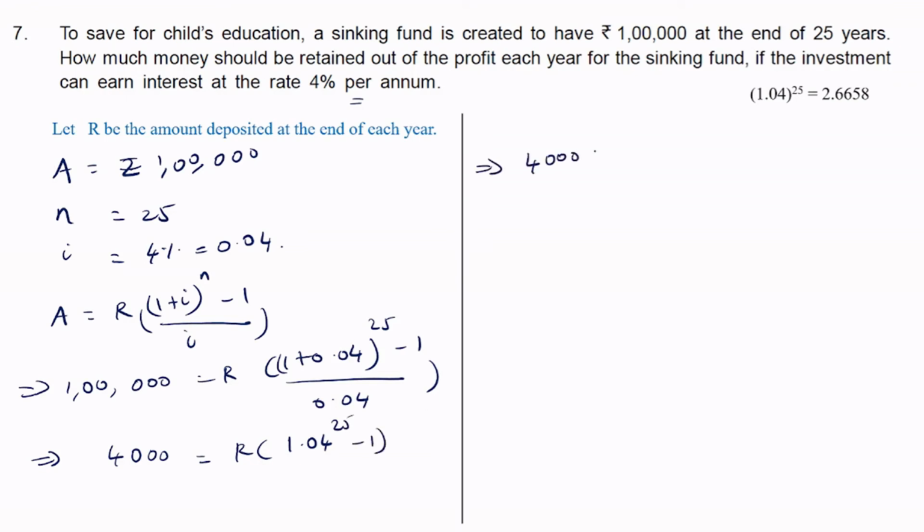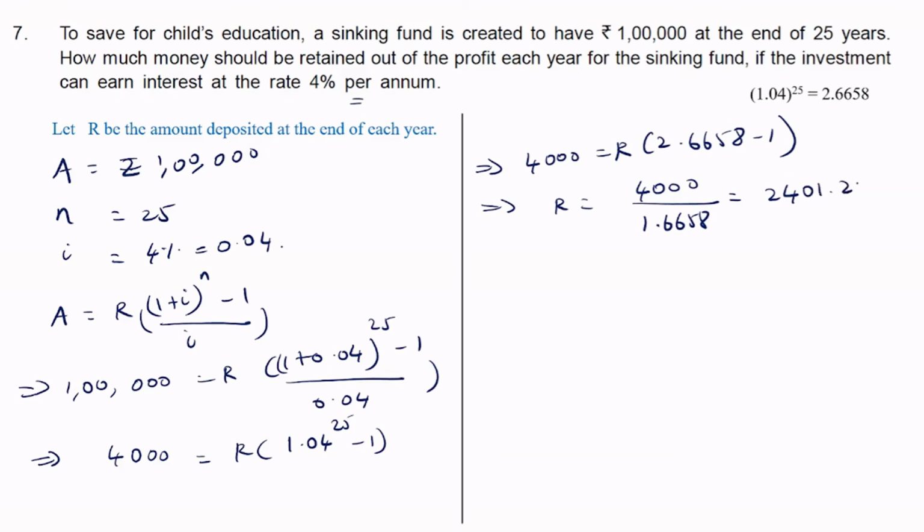Or we get 4000 equal to R into 1.04 whole raised to 25 is 2.6658, 2.6658 minus 1. So from this we get R as 4000 upon 1.6658. Now when we simplify, we get it as 2401.25. Therefore, R equal to rupees 2401.25. A similar question was asked in the sample paper for 3 marks.